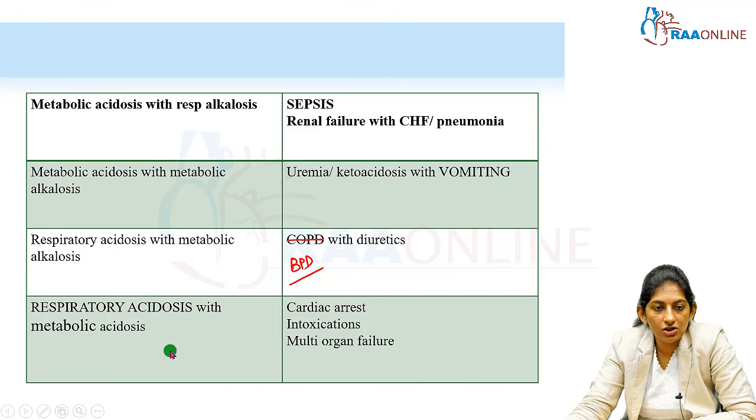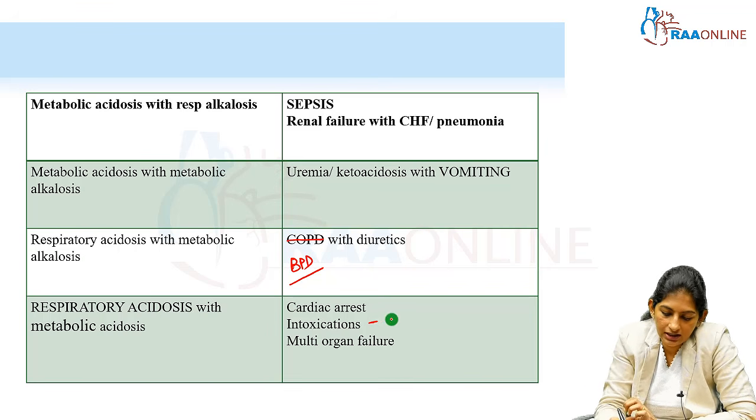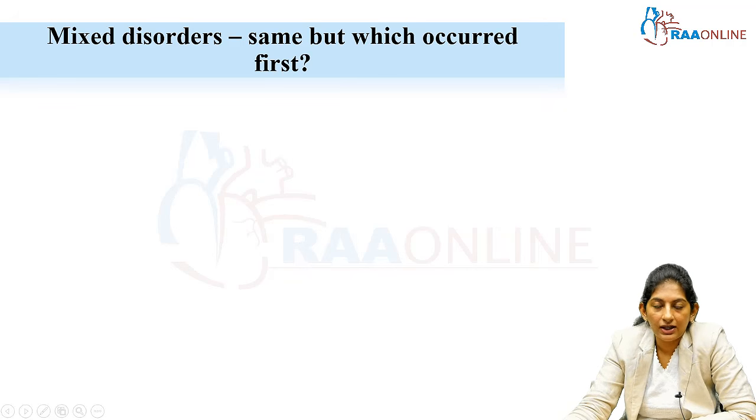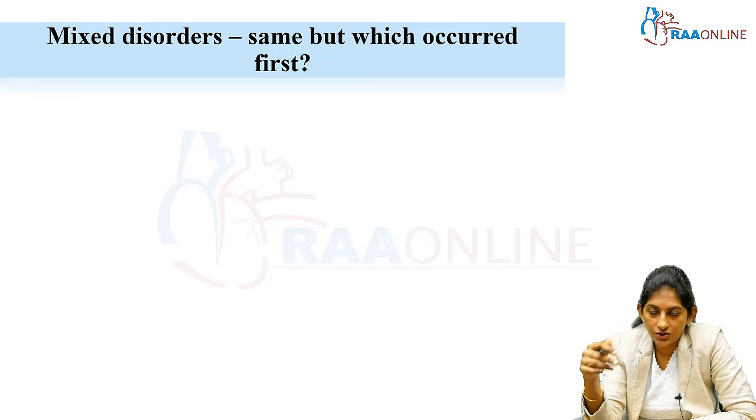Respiratory acidosis with metabolic acidosis, again most commonly seen in sepsis with MODS and intoxications or a cardiac arrest child. Okay. So, these are some real life examples. So, we have these mixed disorders, but which came first? Which was the condition which came first? So, that we need to understand, isn't it?